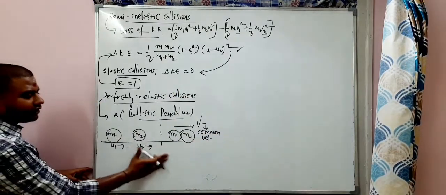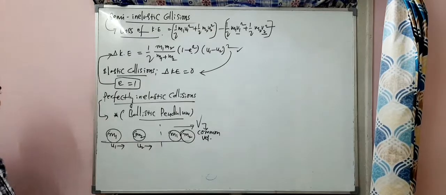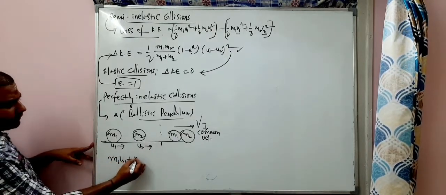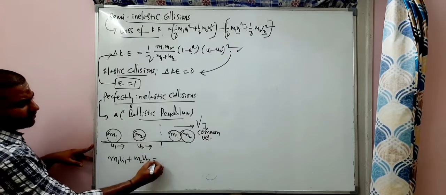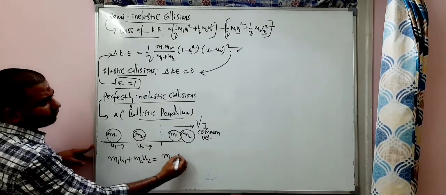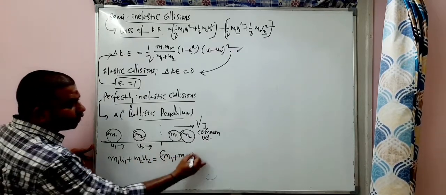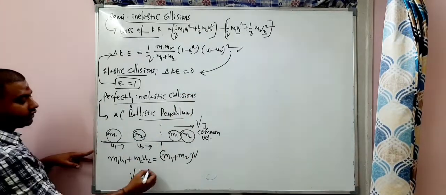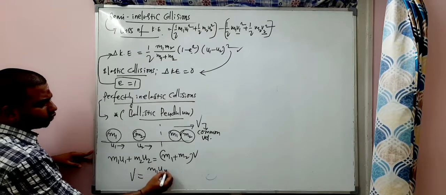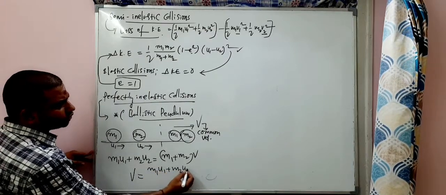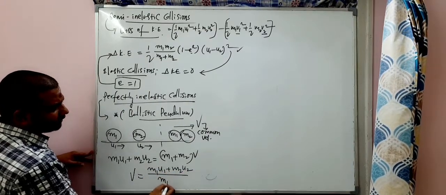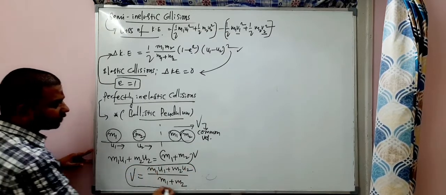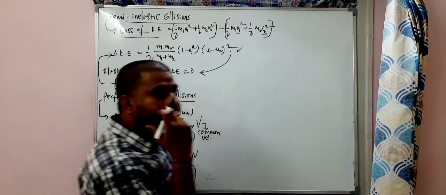Using the law of conservation of linear momentum, you can write m1u1 plus m2u2 is equal to m1 plus m2 into v. And the expression for the common velocity is m1u1 plus m2u2 divided by m1 plus m2. So this is the expression for the common velocity, my dear students.